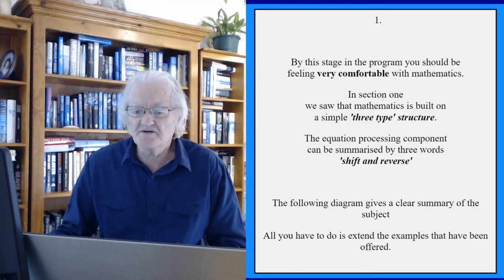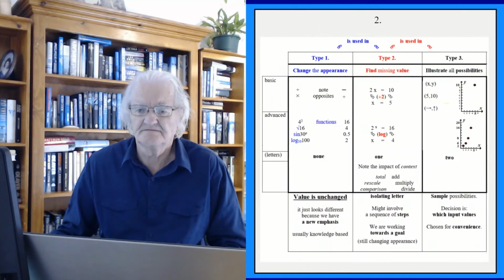The equation processing component can be summarized by 3 words: shift and reverse. The following diagram gives a clear summary of the subject. All you have to do is extend the examples that have been offered. As you can see, the 3 types of maths are interrelated.